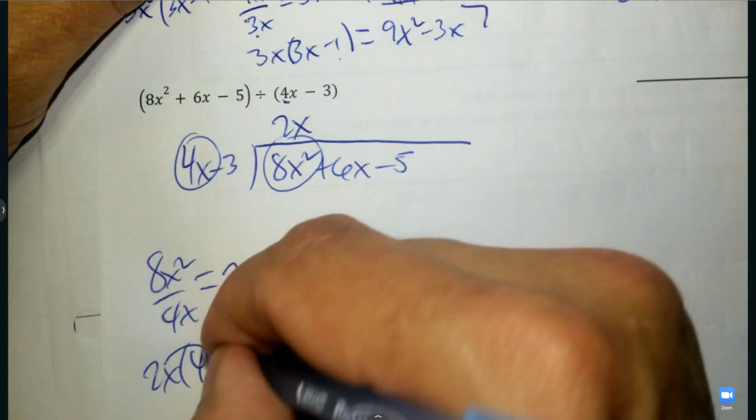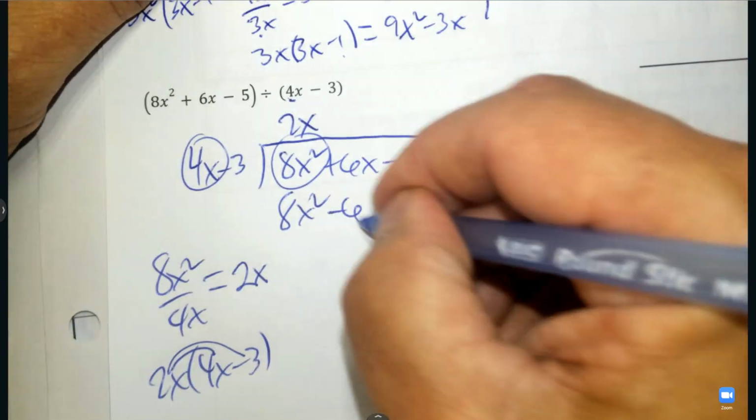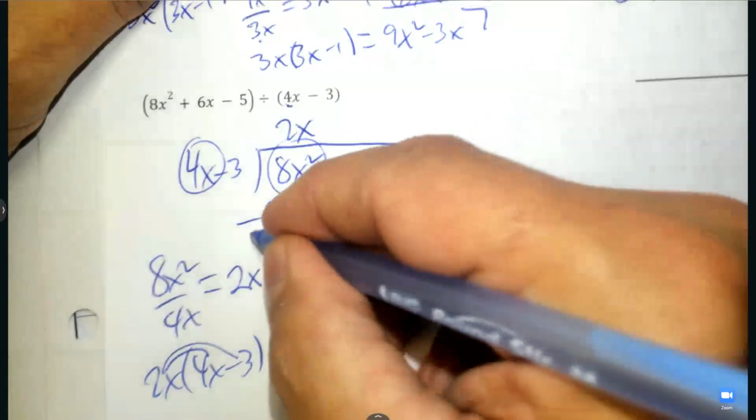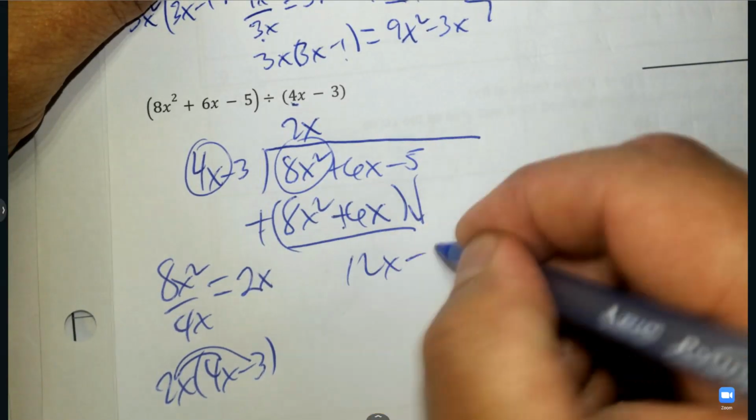Take away 3. So multiply. That's 8x squared. Multiply again. That's minus 6x. Be careful when you subtract a negative, it means you're adding. Bring down the last number.